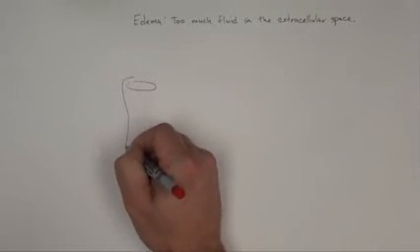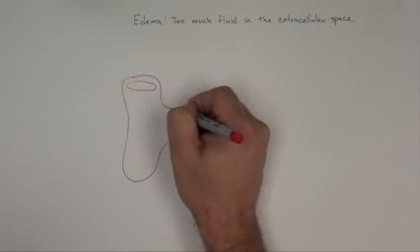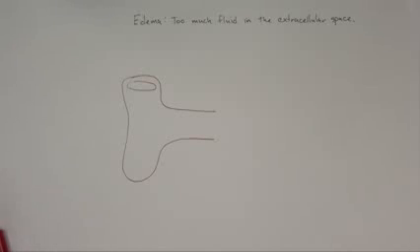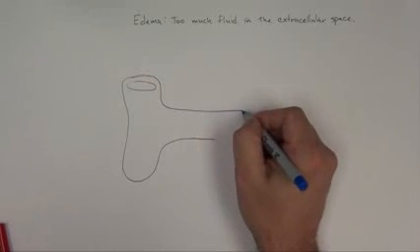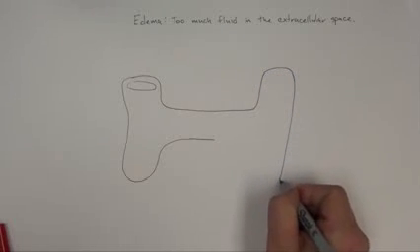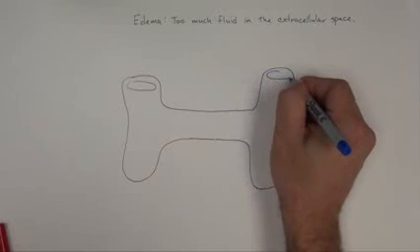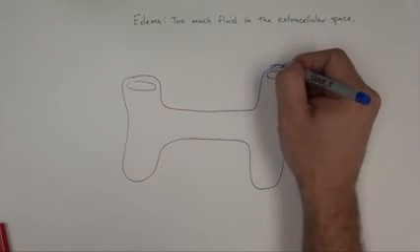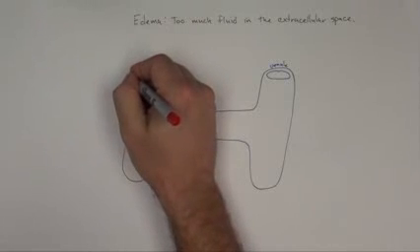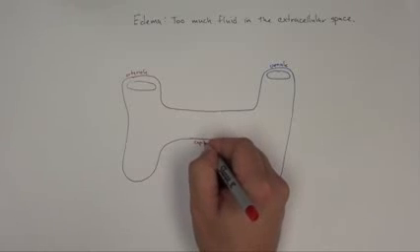An arterial, and the venial. So this is our venial. This is arterial. This is a capillary in between.